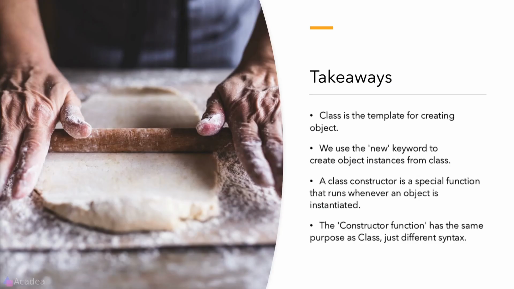Key takeaway for this lesson: class is the template for creating objects. We use the new keyword to create object instances from a class. A class constructor is a special function that runs whenever an object is instantiated. The constructor function is an alternative way to create an object template. The class and the constructor function have the same purpose. It is just a personal preference.